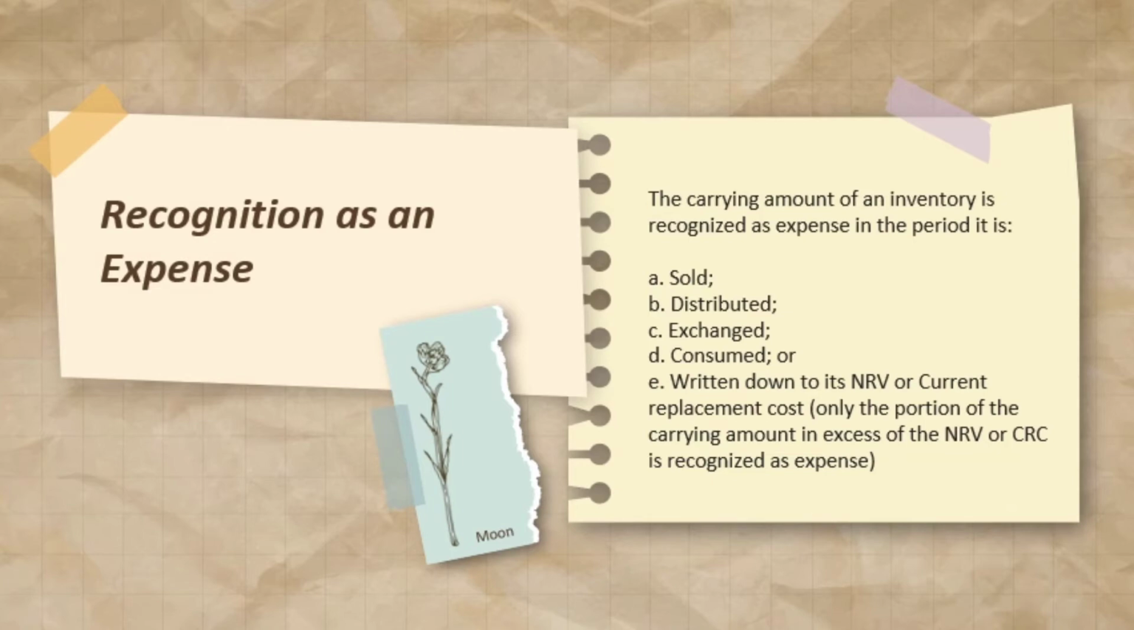So, letter A, sold if it is an inventory held for sale; letter B, distributed if the inventory is for distribution; and letter C, exchanged if, say for example, yung entity nyo nagkaroon siya ng exchange with other entities; letter D, consumed if it is held for consumption; and letter E, written down to its NRV or current replacement cost. So, kailan ito nangyayari?